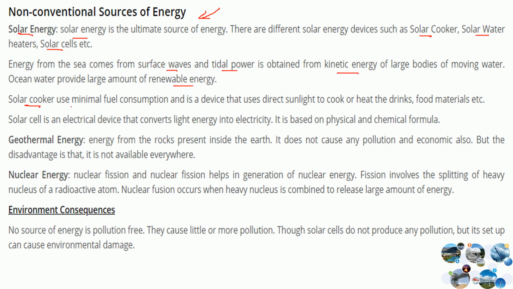Solar cookers use minimal fuel. It is a device that directly uses sunlight in order to cook or heat food material and drinks. A solar cell, on the other hand, is an electrical device that converts light energy into electrical energy. It is based on physical and chemical principles.